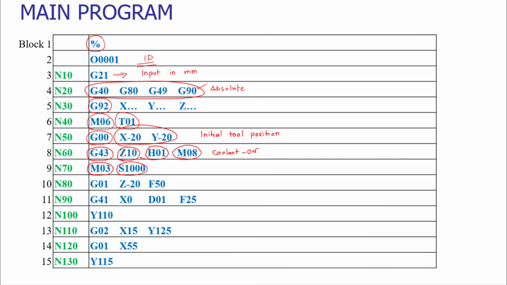Then from the safe position, we are taking the tool in the negative Z direction with the given feed. So G01 F50, it is in meters per minute. So with F50, the tool will travel and it will go to Z minus 20. Note here that the tool will not be in contact with the workpiece because it is at minus 20 initial tool position.